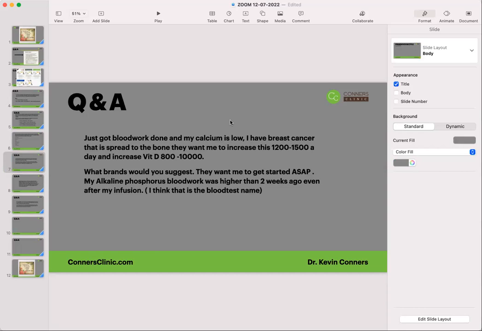So multiple non-pathological things could cause low calcium. I have breast cancer that has spread to the bone, and they want me to increase my calcium to 1200 to 1500 milligrams a day and increase vitamin D to 800 to 10,000 IUs per day. What brands do you suggest?